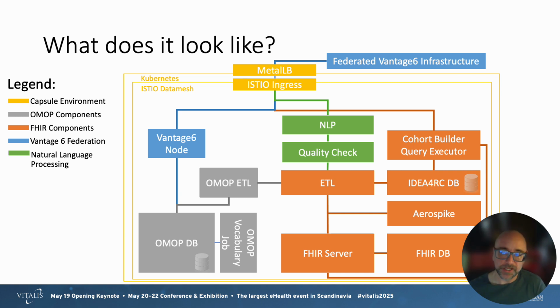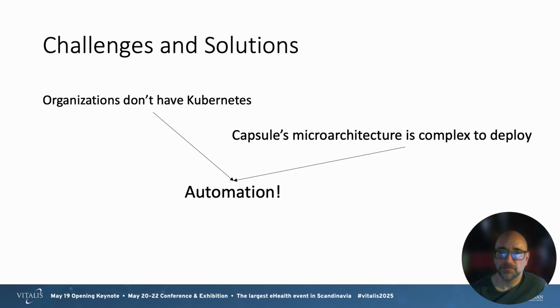So the first challenge was for us to make it possible to set up the environment that is required for this capsule as easily as possible. And the second challenge was to make it so that this architecture could be deployed as easily as possible. And what was the answer to those challenges?